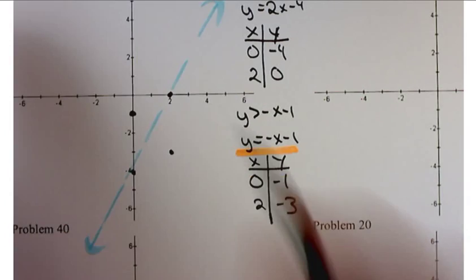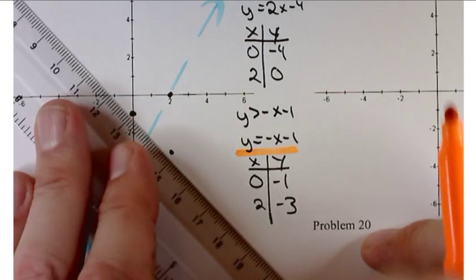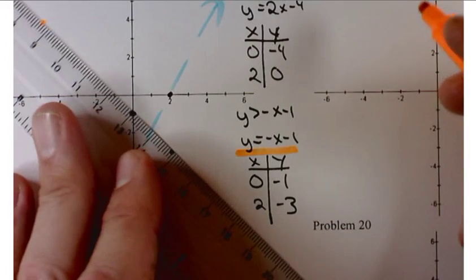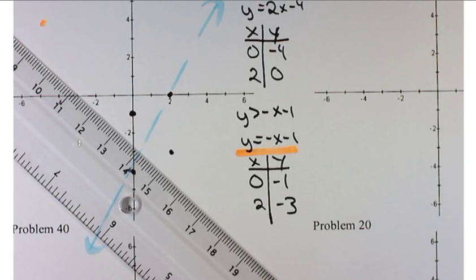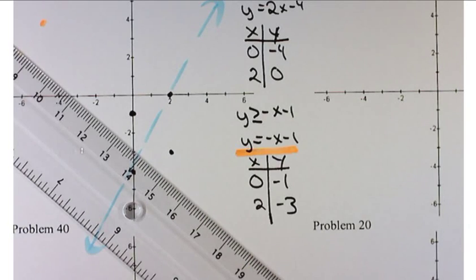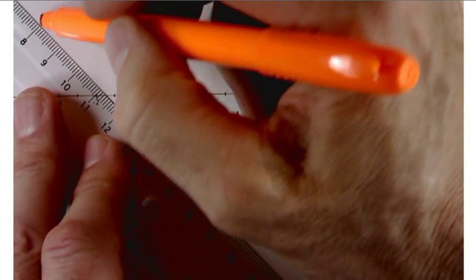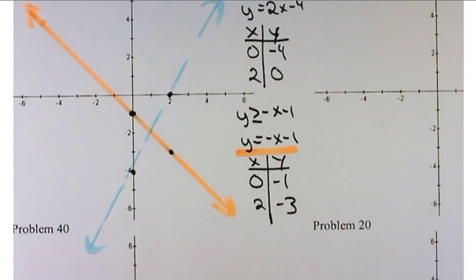What line should I use to draw these two? Solid line, good. Because the less than, you know what? Was this a less than, or did I copy it down right? Yeah, it should have been greater than or equal to here, right? So I should be using a solid line. Solid line through those. Now I've got to figure out where I'm going to shade.